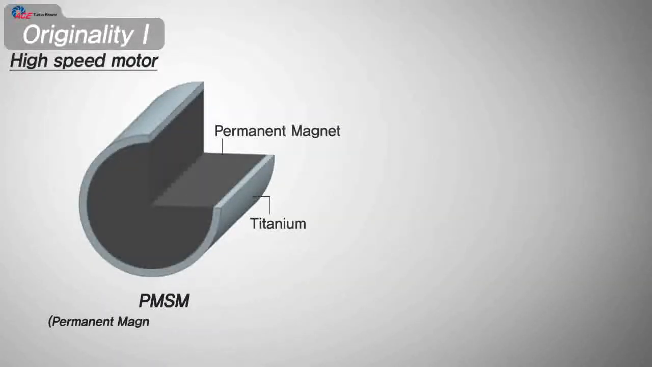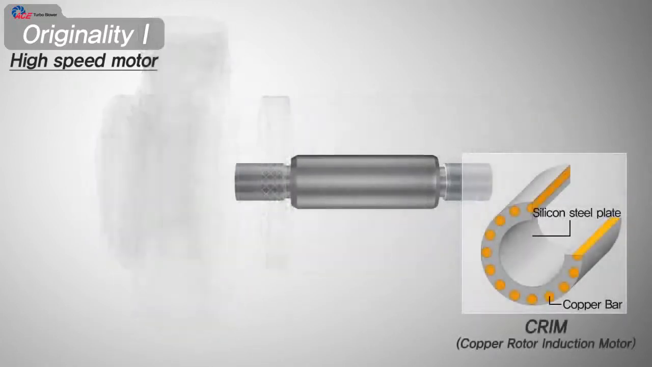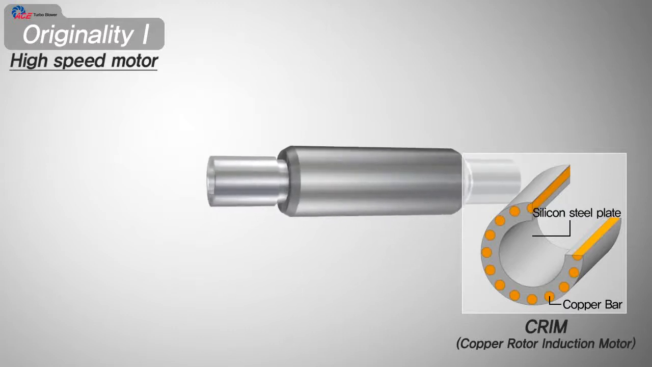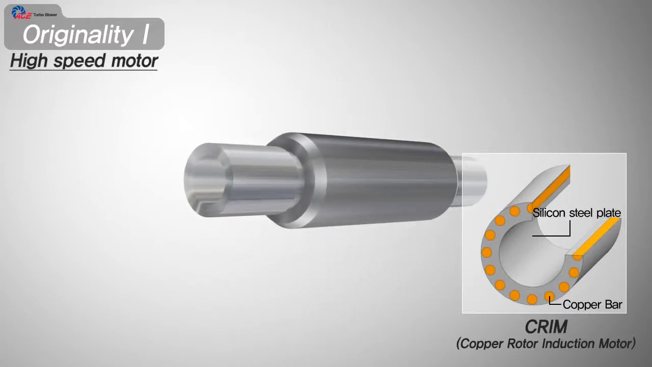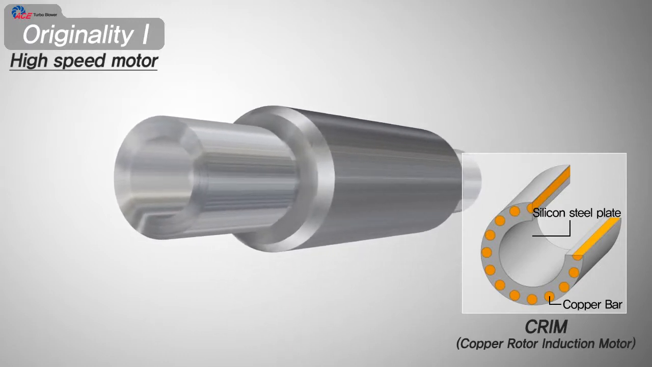In general, the turbo blower uses 2 kinds of high-speed motor, the permanent magnet synchronous motor and the aluminum rotor induction motor. The permanent magnet synchronous motor is high in efficiency but very expensive because of the magnet. On the contrary, the aluminum rotor induction motor is easy to mass produce and stable in various environments but low in efficiency. Ace Turbo adopted the copper rotor induction motor. This is much more efficient than the aluminum rotor induction motor and much more stable in environment and much cheaper than the permanent magnet synchronous motor.